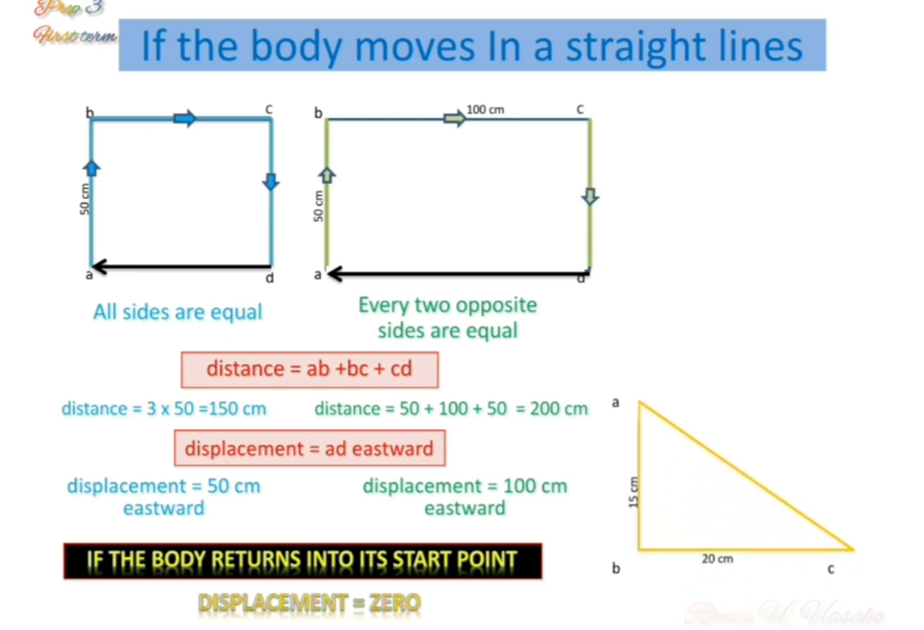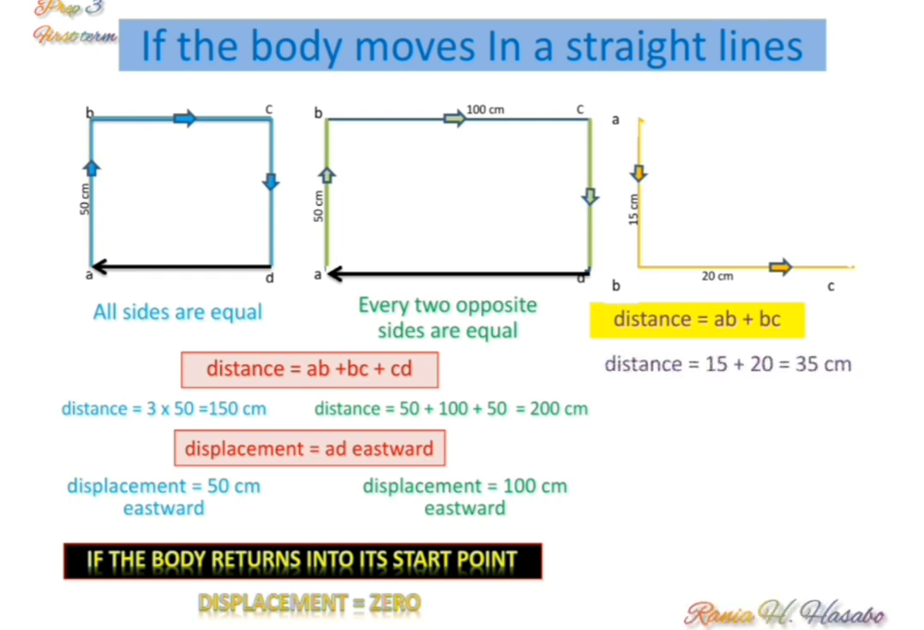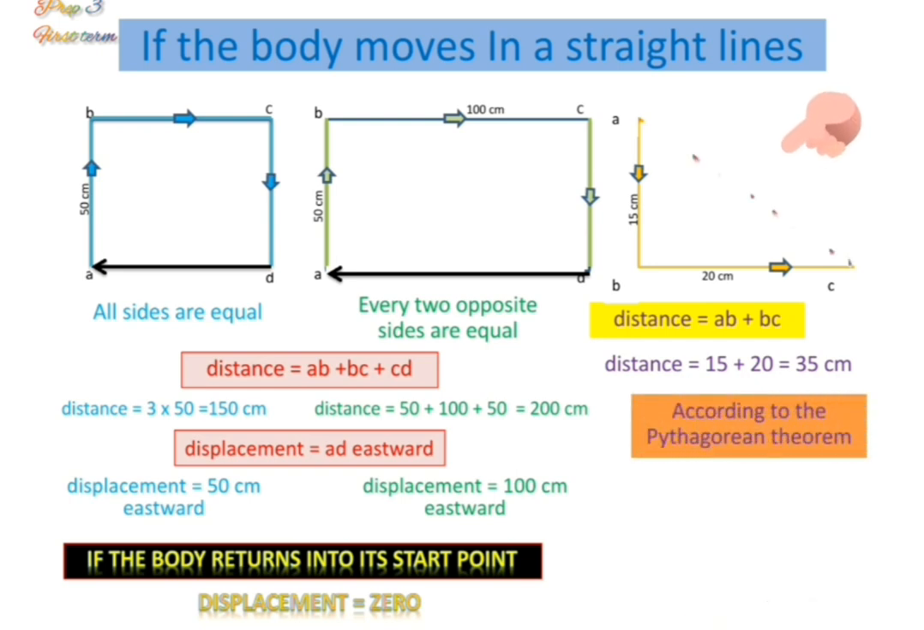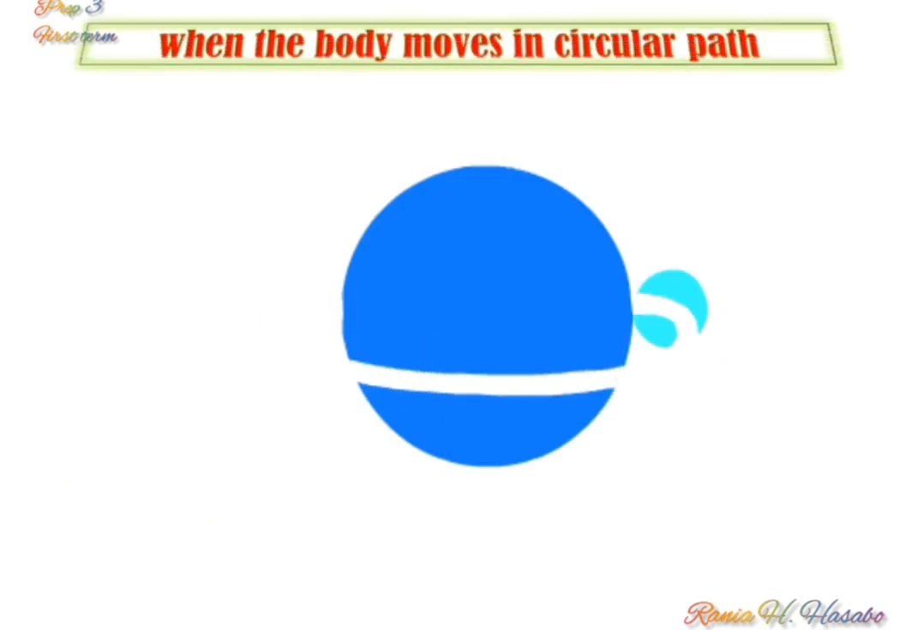If the body moves in two perpendicular directions from A to B then to C, its distance equals AB plus BC, so it equals 15 plus 20, which equals 35 centimeters. According to the Pythagorean theorem, its displacement equals the length of AC. So the displacement equals the square root of AB squared plus BC squared, which equals 25 centimeters in the direction AC, as displacement is a vector.